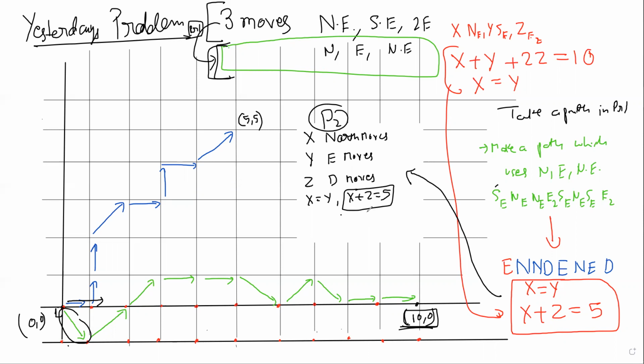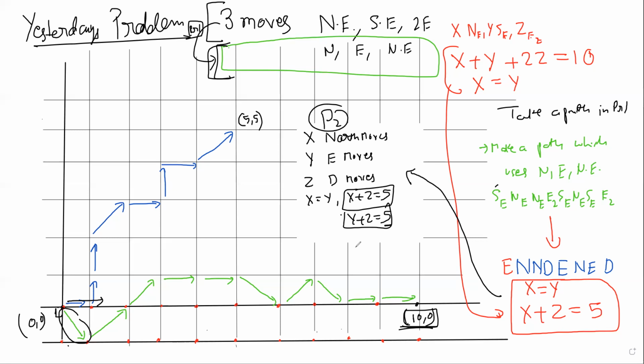Similarly, you're going east also 5 times. Simple, right? Because if you're going, so this also means the X coordinate. Exactly. And that total is 5. And so you will, yeah, okay.